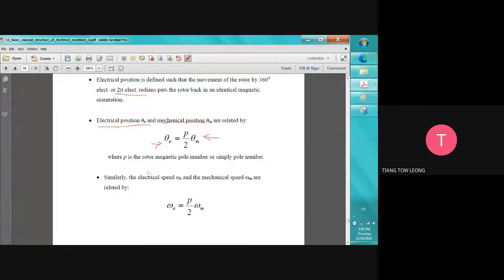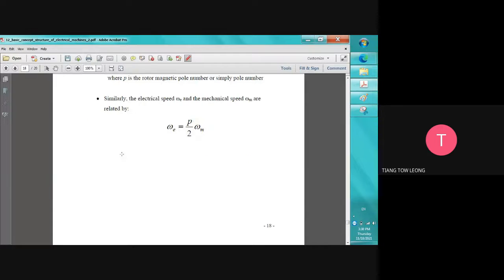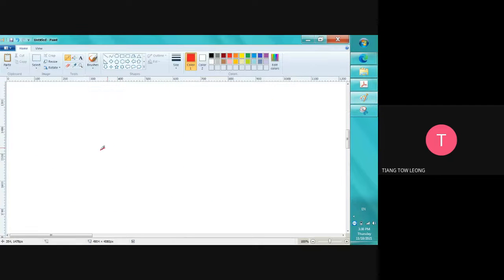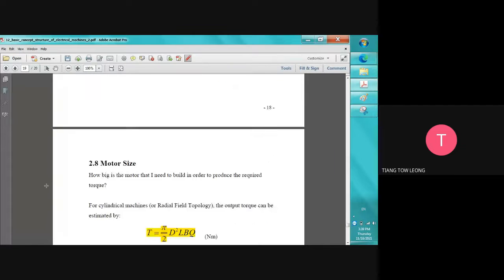Then P is the rotor magnetic pole pair, or simply the pole number. This one is NP and not P. Similarly, the electrical speed omega E and the mechanical speed omega M are related the same way. So whenever we want to relate electrical to mechanical, just put the pole pair times theta M. Or just now we said omega E equals pole pair times omega M. This is the equation, right?